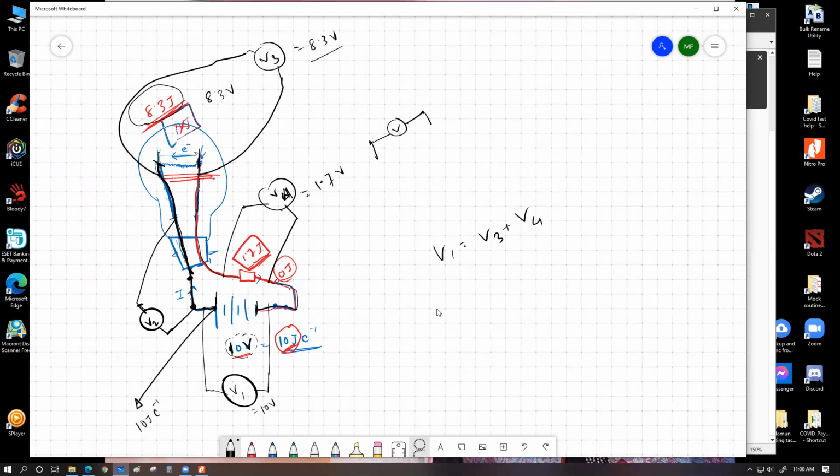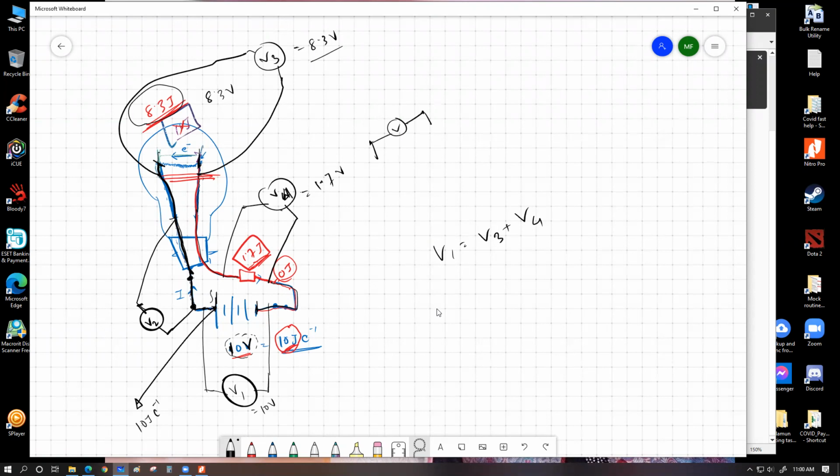Voltmeter reading 1 was the EMF of the supply, which is 10 volt, and voltmeter reading 3 is the potential drop across the filament coil, and voltmeter reading 4 is the potential drop across the resistor. So the sum of V3 plus V4 is equal to V1. There is a very simple way to explain this thing.